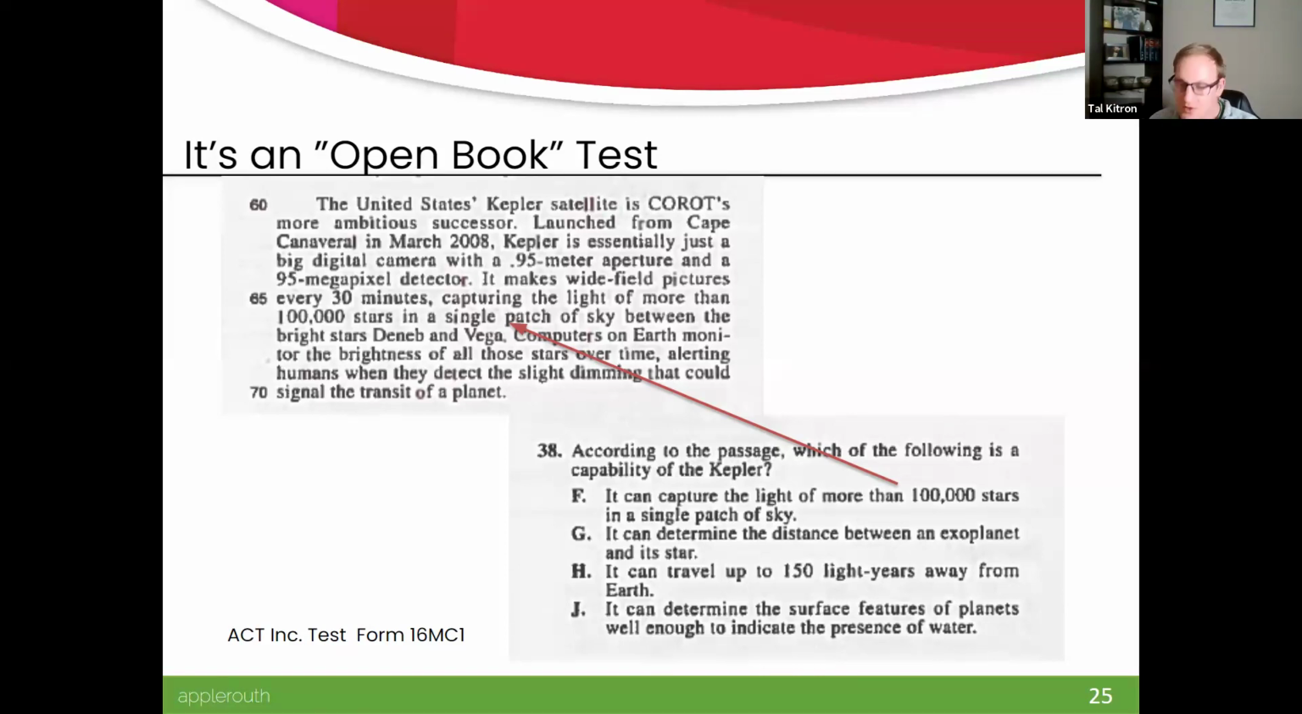There are no bad words, right? There's nothing that makes F wrong, so we can feel comfortable picking it. I think the hard part is doing that in a short amount of time while evaluating the other choices, right? That's the big challenge on reading in science.